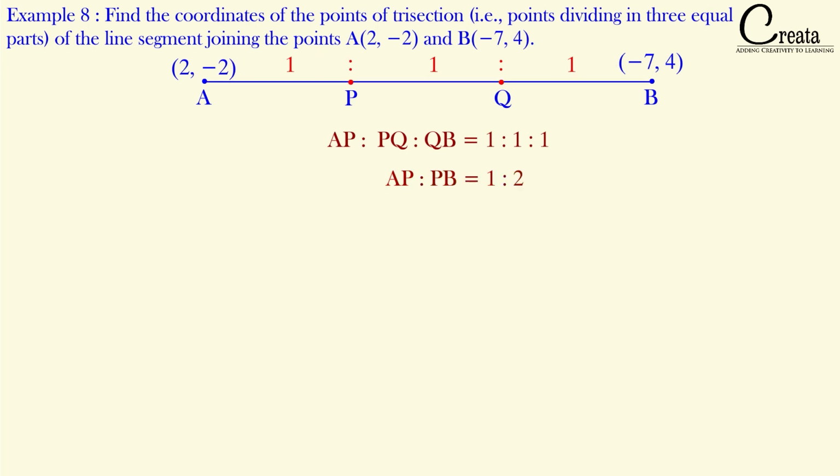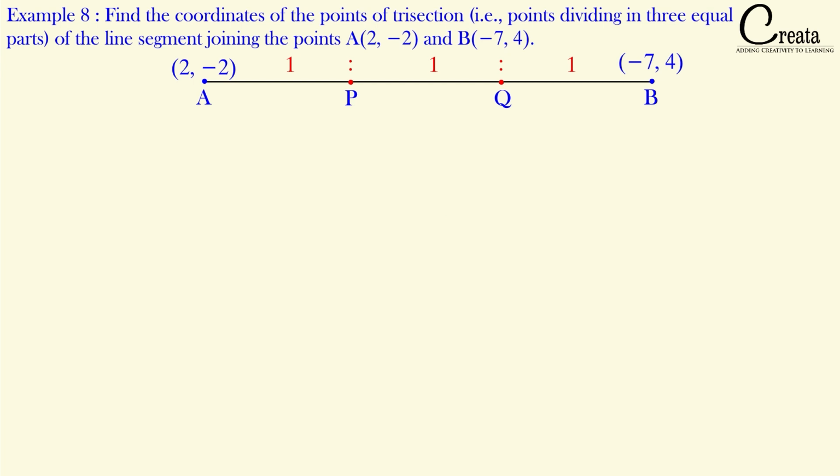Got it? Similarly, can we say the ratio of AQ is to QB is 2 is to 1? Yes, we can say so. Here AQ is 1 plus 1, that is 2, and QB is only 1. So the ratio of AQ is to QB is 2 is to 1. By using the various combinations of ratios, we can calculate the coordinates of P and Q in different ways. So let's approach the question.